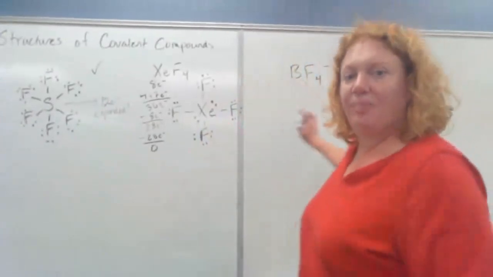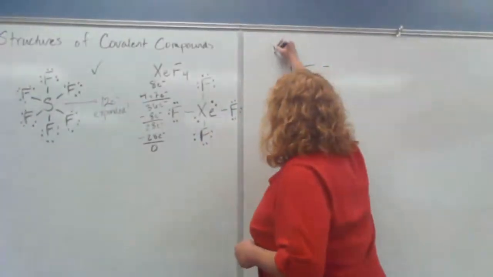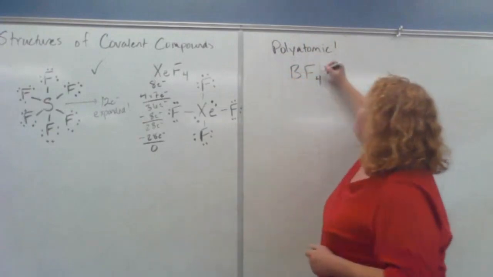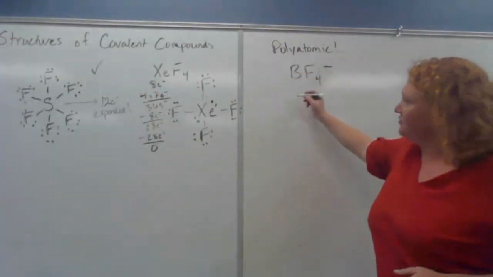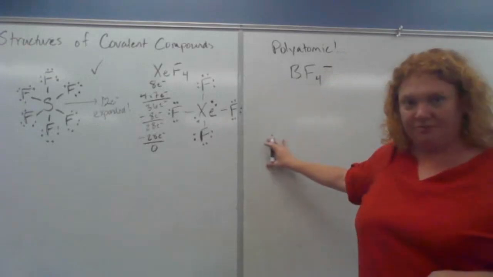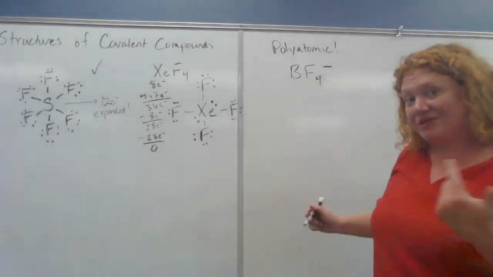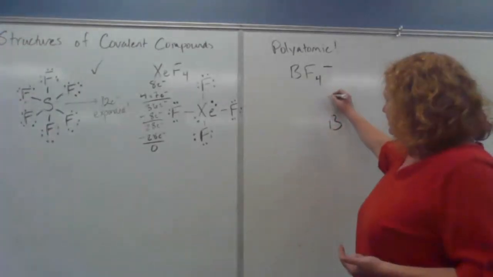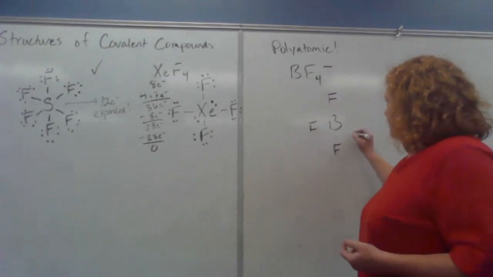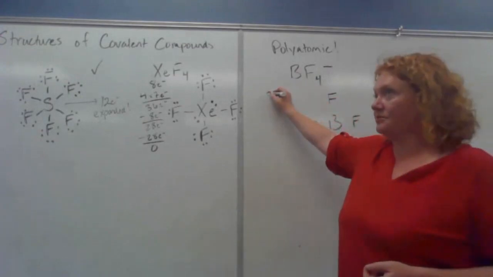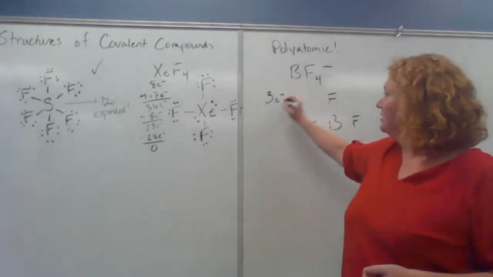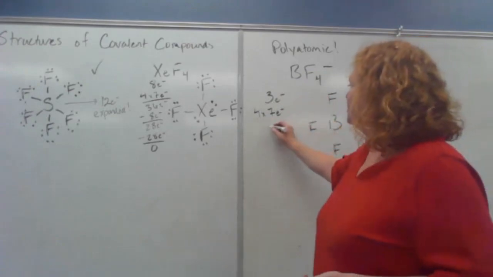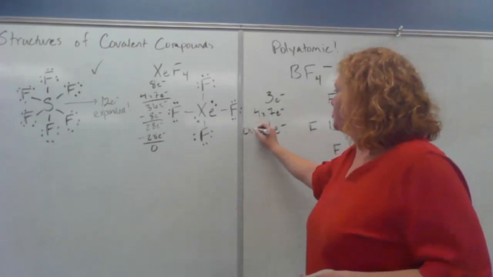And lastly, a polyatomic ion. Remember, for polyatomic ions, you have to add or subtract a charge. This charge, negative, means when we add up our total, we're going to add one extra electron to account for that negative charge. So in my drawing, I'm going to put boron in the center and the 4 fluorines around it. Add up boron, 3 valence electrons, 4 times 7 for my fluorine, and then plus 1 more electron for the charge.